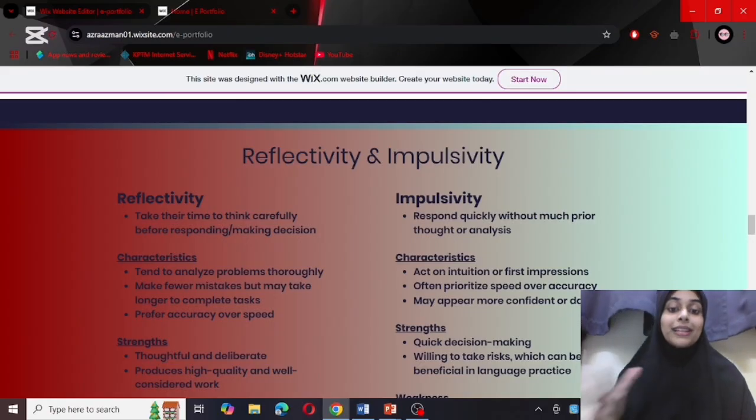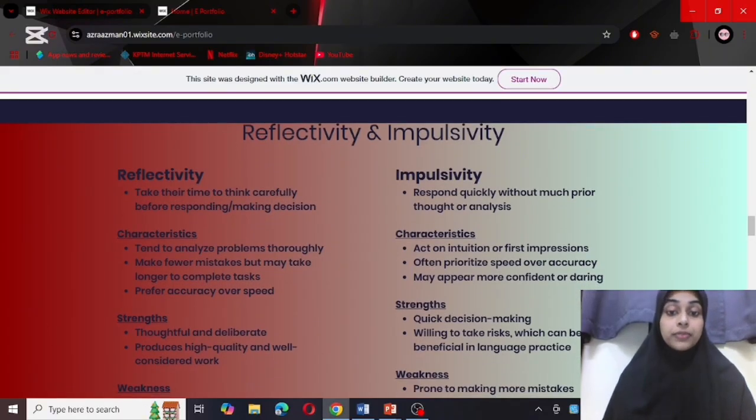So the next one, let's move on to reflective and also impulsivity. So people who are reflective take their time to think carefully before they act or make a decision. Reflective learners pause to analyze problems and think about possible outcomes. They make fewer mistakes because they spend their time planning properly. But they might take longer to complete tasks because they focus on accuracy over speed. For example, a reflective learner will double check every step to make sure their answer is correct. Their strength lies in their ability to produce high quality, accurate work even if it takes extra time.